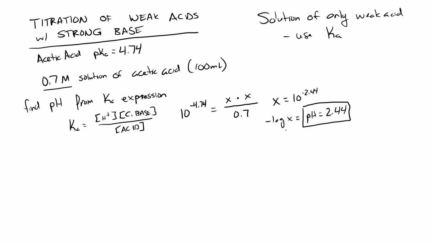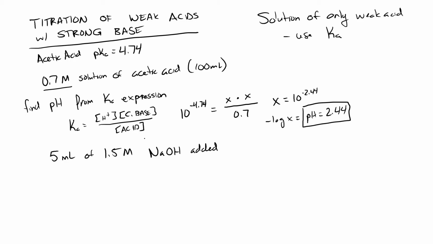So again, if we drew a titration curve, we would start at our initial point, right? This is our initial point, a pH of 2.44. Now, what happens when we add some strong base? So I'm going to add 5 milliliters of 1.5 molar sodium hydroxide, right? Is added.